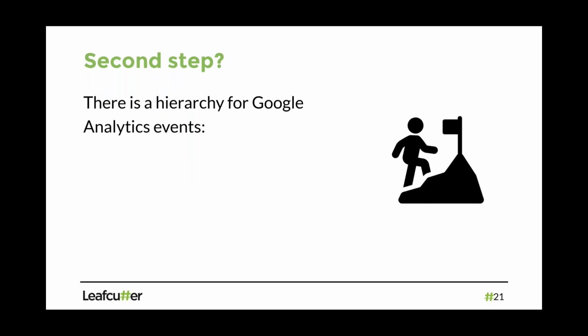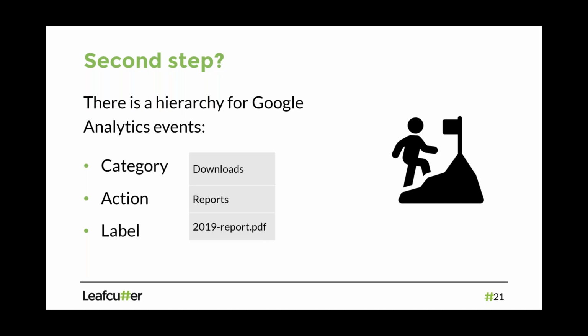And the second step is that there's a hierarchy of information for a Google Analytics event. And the hierarchy is there's an event category, an event action, and an event label, right? And that's just ways of grouping these events together. For example, if we're talking about downloads on my website, what can people download? They can download a report, and then specifically which report? Okay, it's like my 2019 report.pdf, right? And that particular interaction might be different to someone downloading case study 1.pdf.